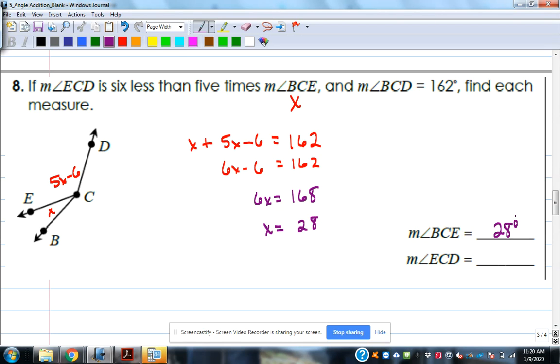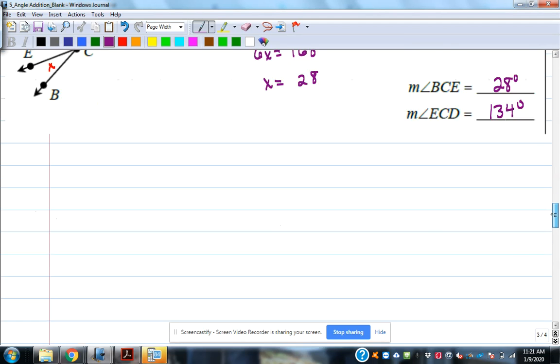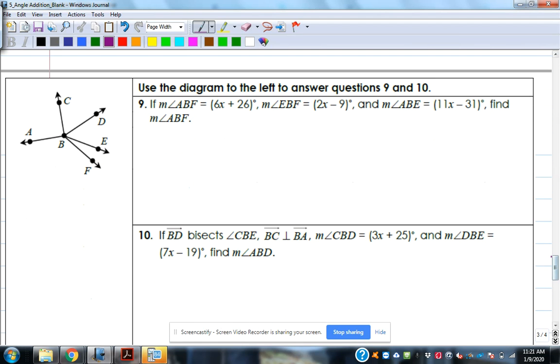And then how can we find the ECD? Yeah, so you could do that, or subtract that from 162, which I think is the easier thing to do, right? So 162 minus 28 would be 134. Either way, it should get you 134, whether you plug it into 5x minus 6 or subtract it from the 162. Both should match up. All right, just a couple more and we'll be into the practice for today.